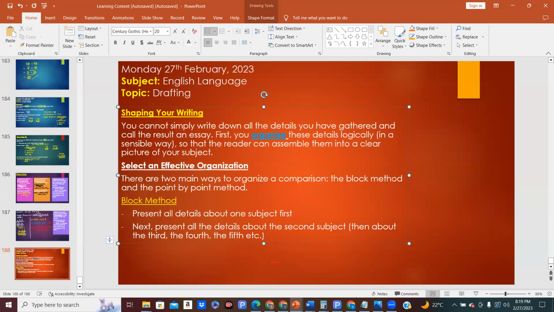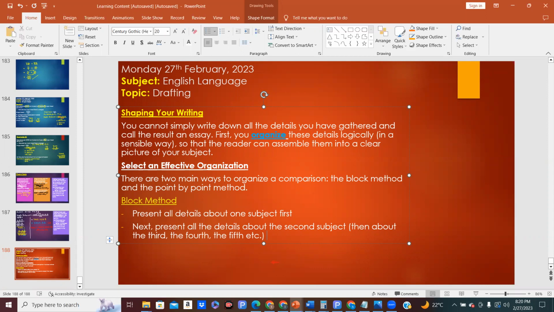So if you are trying to make a comparison between figs and prunes, you would give all the information you have about figs first. And then the next thing you're going to do is give all the information you have about prunes. Okay, that's the block method. Give all the details about the first subject first, and then next give all the details about the second subject.